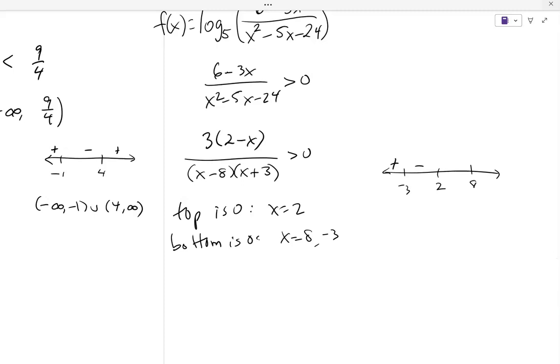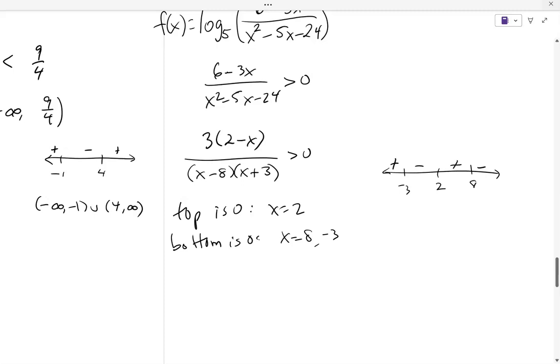Something between 2 and 8. 3. The top is negative. That's also negative, and that is positive. And so the whole thing will be positive, right? Because we got 2 negatives there. And then finally, pick something bigger than 8. 9. The top will be negative, and then each of those will be positive. So the whole thing will be negative. Good.